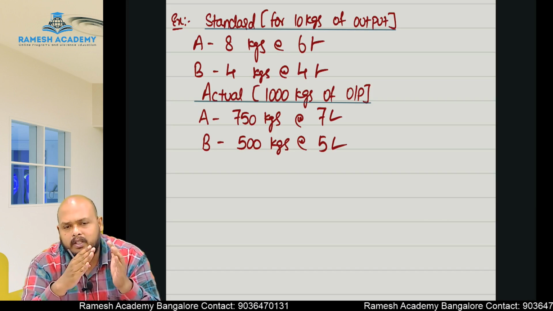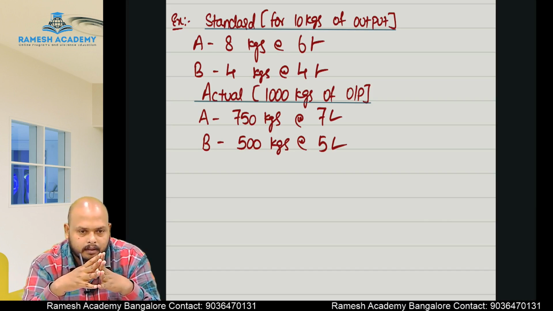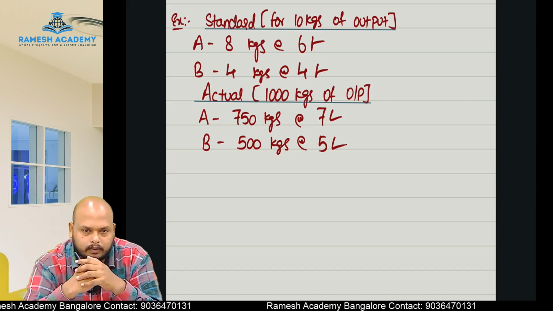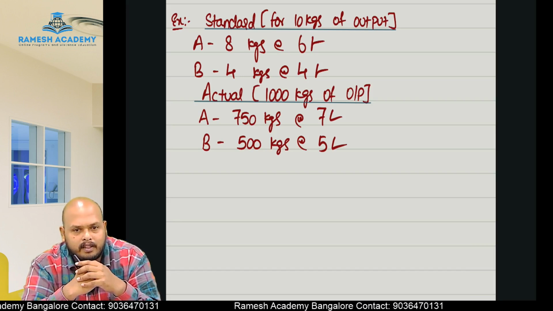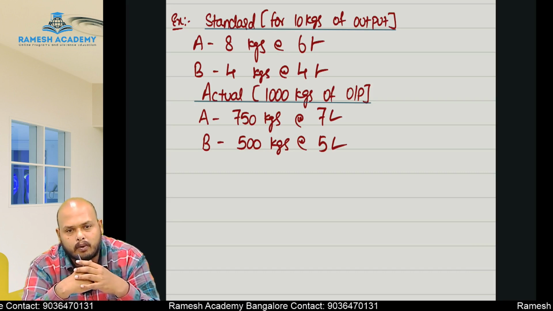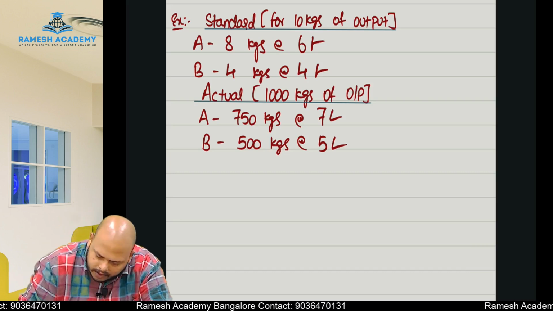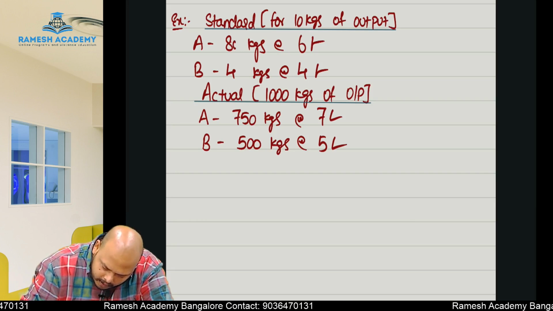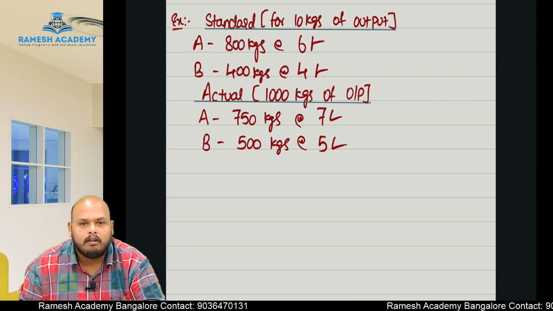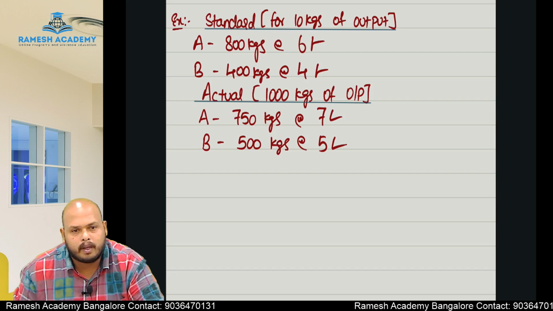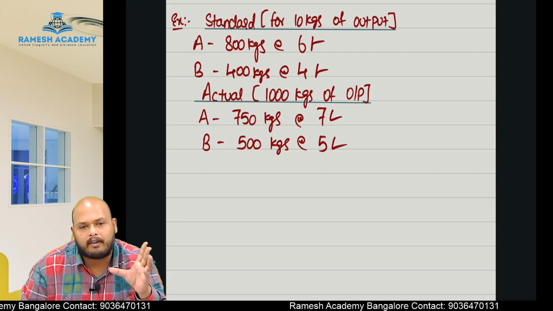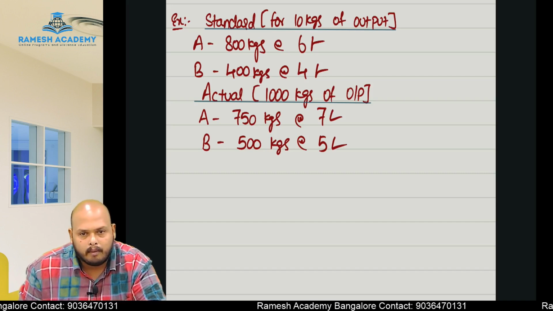Here, the actual is for 1000 kgs. Then we have to convert the standard into actual, just by adding how many zeros? Because the standard is for 10 and actual is for 1000, you just add 2 more zeros. So A will become 800 kgs expectation, and B will become 400 kgs. Understood, everyone? So when we compare, both should be on a unique platform, otherwise comparison is not possible.